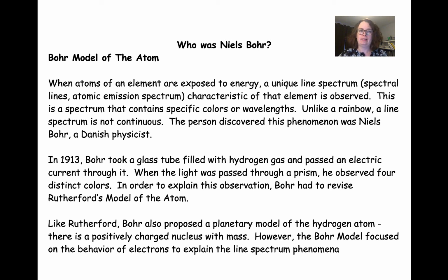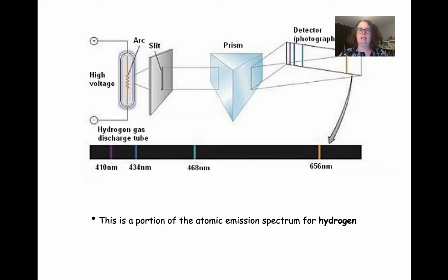or spectral lines, of that element are observed. This is a spectrum that contains specific colors or wavelengths. Unlike a rainbow, a line spectrum is not continuous. And we can take a look at one right now.